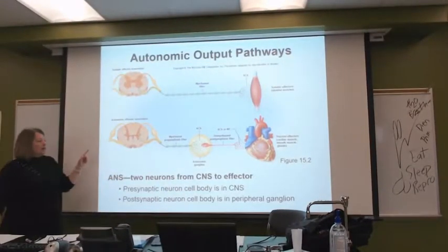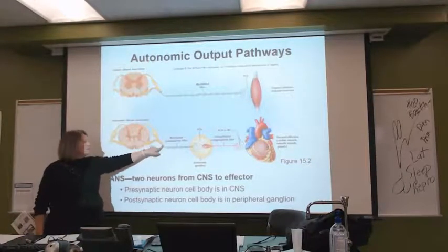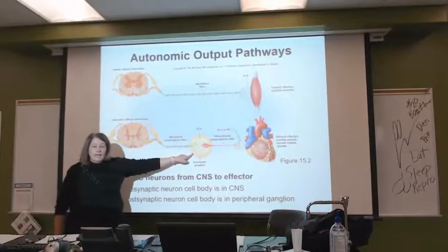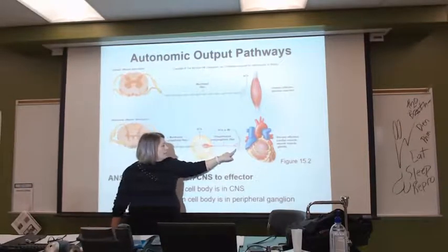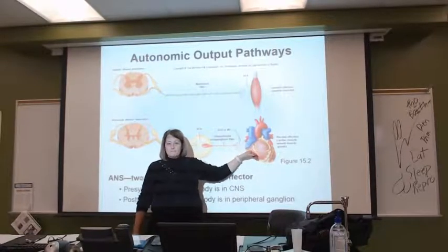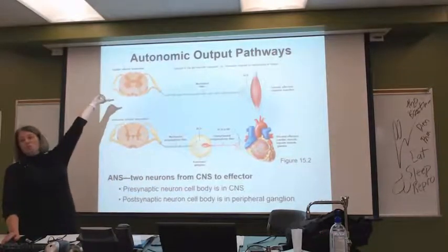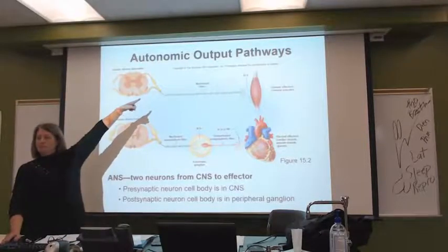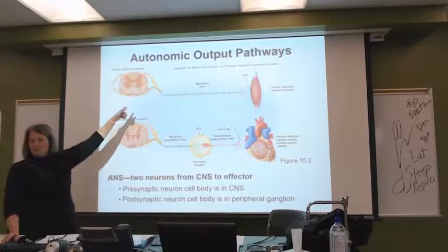In my autonomic, we have our pre-fiber that exits, makes its way to a ganglion, synapses. My post-fiber makes its way to the target and synapses. Okay? So they say it's two neurons rather than one. They're trying to show you the difference. Okay? I'm just not going to spend a whole lot of time on that.